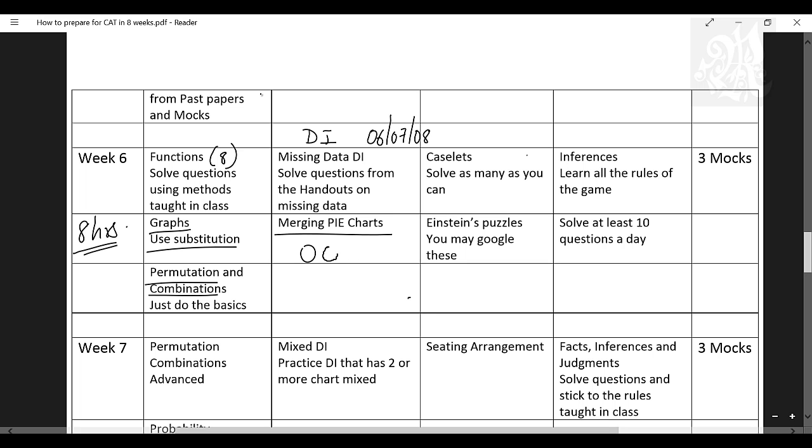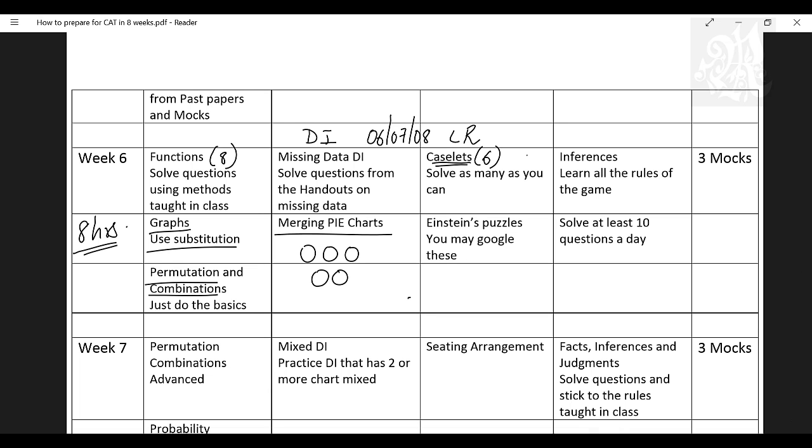There are again patterns of pie charts. Sometimes you have 5 pie charts to merge with each other and find the answer interlinked from one pie chart to the other, or maybe more. Okay, so you do those questions. When it comes to LR, start doing puzzles and caselets. You may solve 2 to 3 caselets every day if you wish, from this week onwards till the end, because caselets would be around 6 questions in CAT. Alright, do Einstein puzzles. You may Google these, as I've mentioned in the schedule itself.